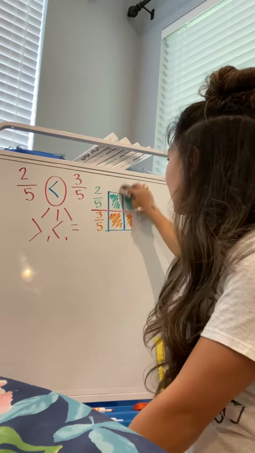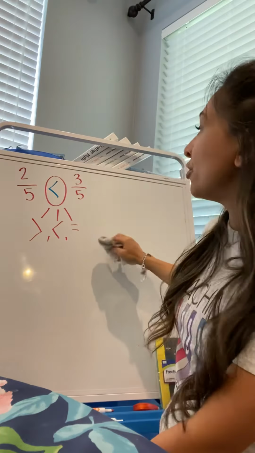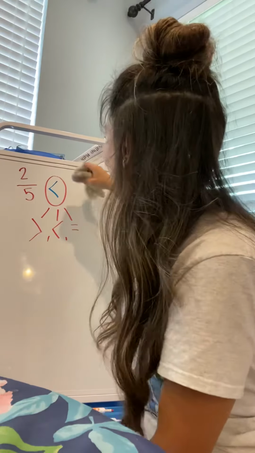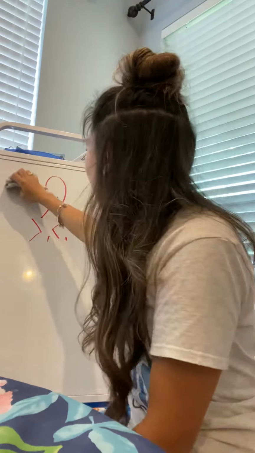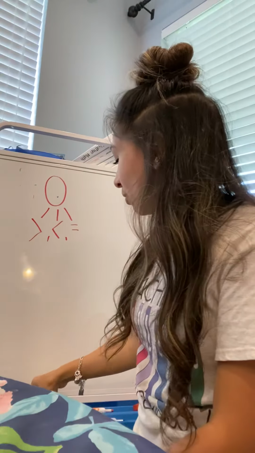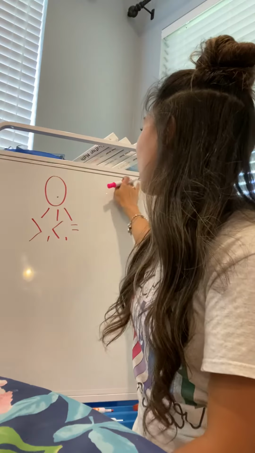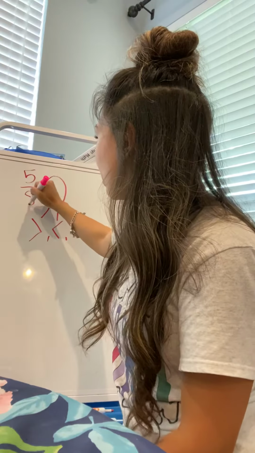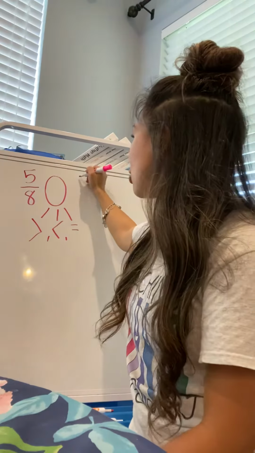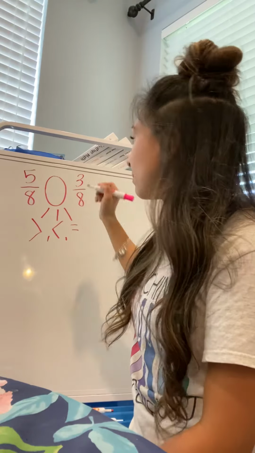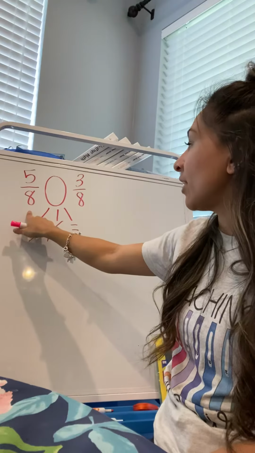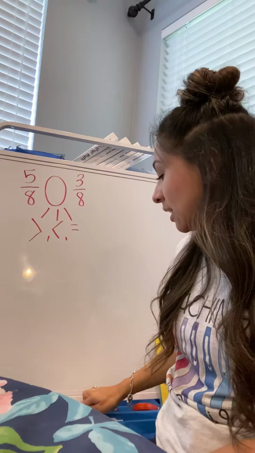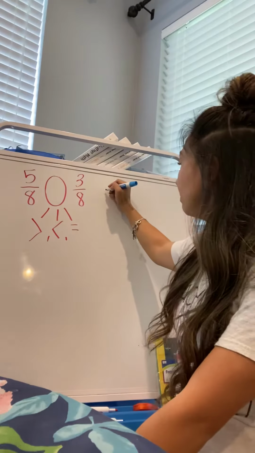Okay? This time, let's do 8s. So let's do 5/8, and let's do 3/8. Okay? So 5/8 is greater than, less than, or equal to 3/8. That's what we're trying to figure out.